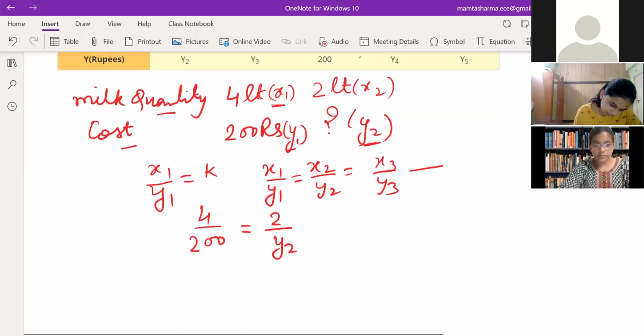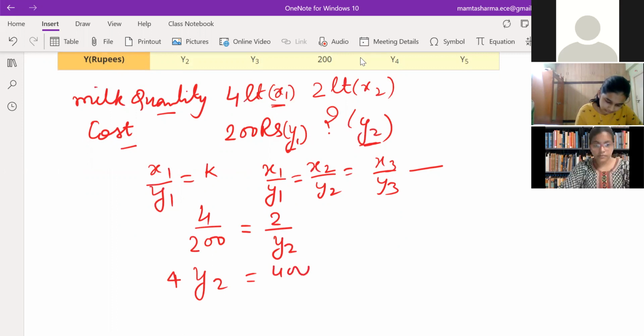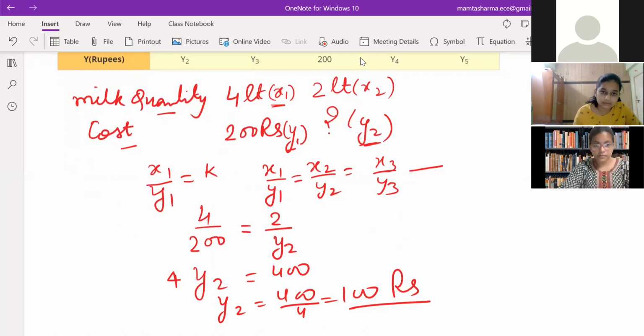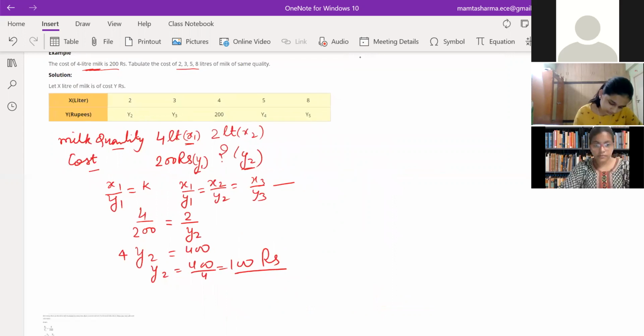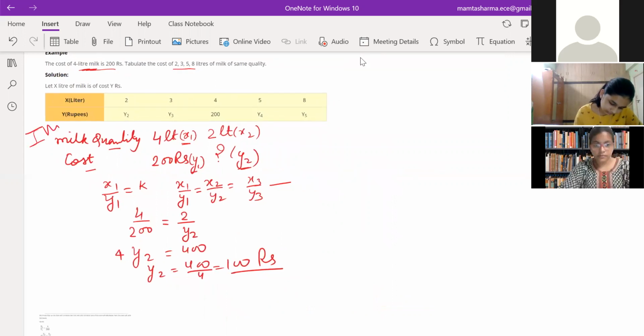Now you can solve this equation. Cross multiply: 4y2 equals 200 into 2, which is 400. Y2 will be 400 by 4, so y2 will be 100. For 2 liters of milk, you have to pay 100 rupees. Okay, correct? This is the first method.